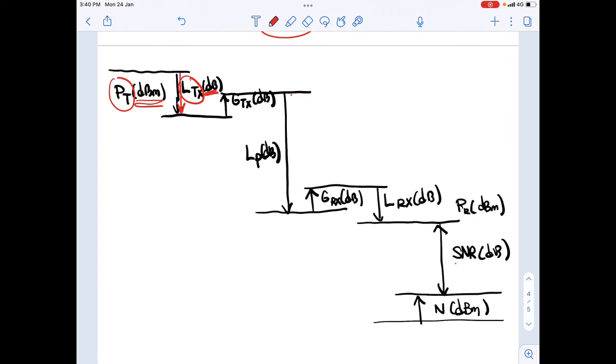And there might be an amplifier, or the transmit antenna will amplify the signal with the gain GT in terms of dB. So the signal will be boosted. And then a big part of the signal will be gone due to path loss. So LP, or path loss, is the big loss, and you see there's going to be a big drop. The receiver might have an amplifier which is going to amplify the received signal power with this gain GRX in dB, and there's going to be some loss at the receiver, characterized by this LRX in dB. So at the end, the receiver will receive this much signal power, PR, in terms of dBm.